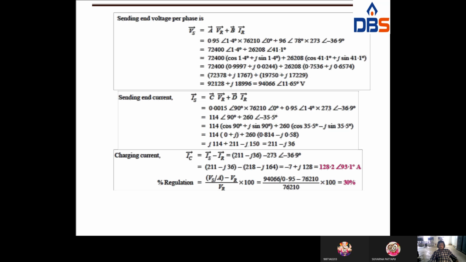And we know the sending end voltage Vs is equal to AVR plus BIR, and substitute all the values. Here multiplication is there, so we directly multiply in polar form, and this is also multiplication, directly multiply with the help of polar form. Now here plus is there, right? So that's why go for the rectangular form.